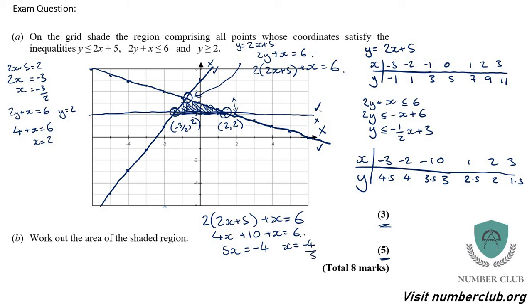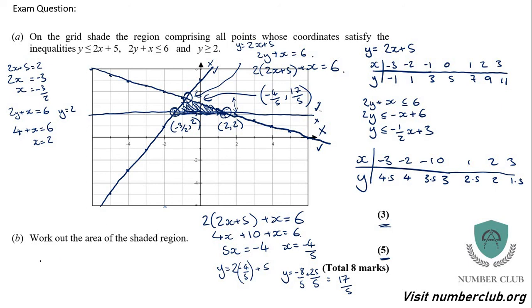-4/5. And when x equals -4/5, let's find out what y is. Y will equal 2 lots of -4/5, pardon me, plus 5. Y is going to equal -8/5 plus 25/5. Y is going to equal 17/5. So that point in there is going to be -4/5, 17/5. Turned out we needed all 3 of those coordinates to be able to deal with that.